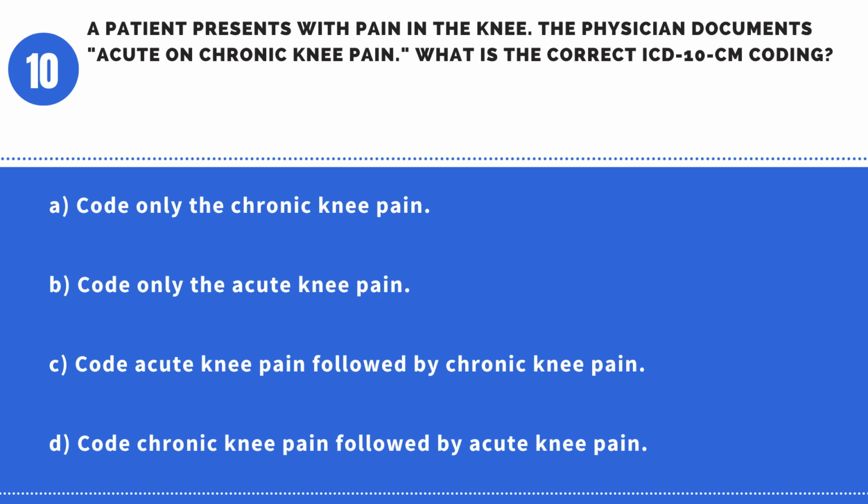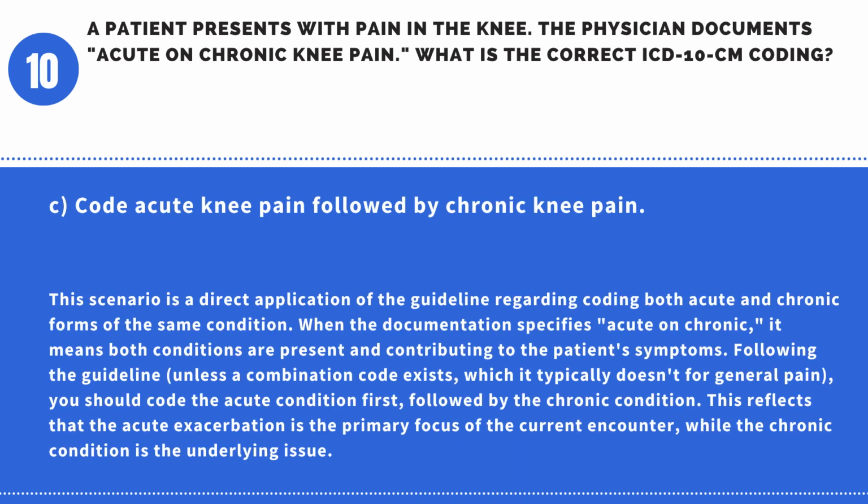A. Code only the chronic knee pain. B. Code only the acute knee pain. C. Code acute knee pain followed by chronic knee pain. D. Code chronic knee pain followed by acute knee pain. Answer: C. Code acute knee pain followed by chronic knee pain.